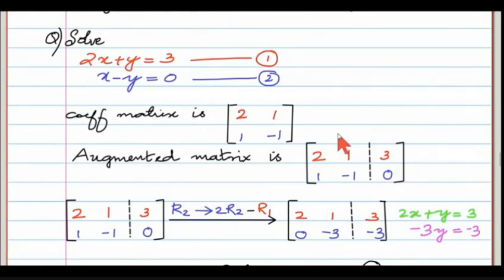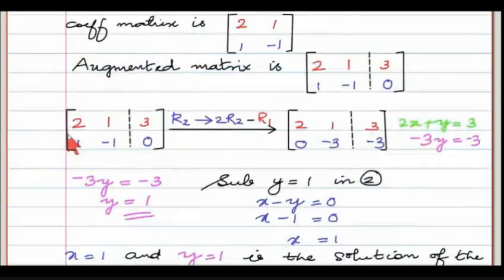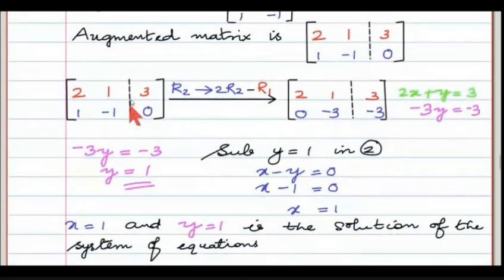Going to apply an elementary row operation: 2 times R2 minus R1, gives this R2. From the augmented matrix, we have to convert it into the row echelon form. In the first row, we have a non-zero entry, so that's enough. No need to change the first row. So we have to change this 1 into 0. How can we change this 1 into 0? We can apply this row operation. R2 is assigned 2 times R2 minus R1.